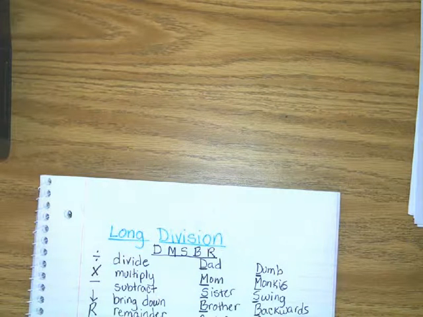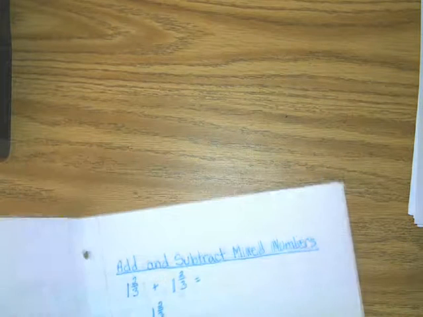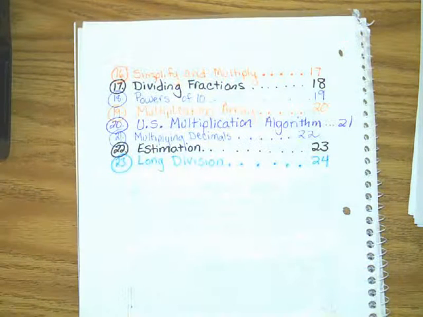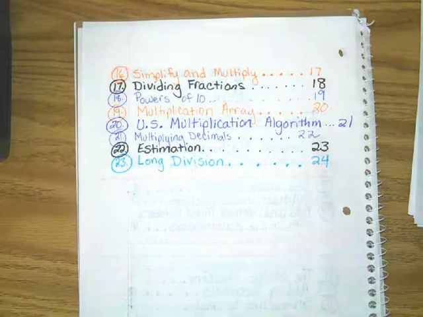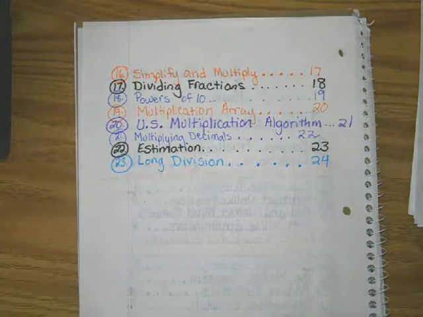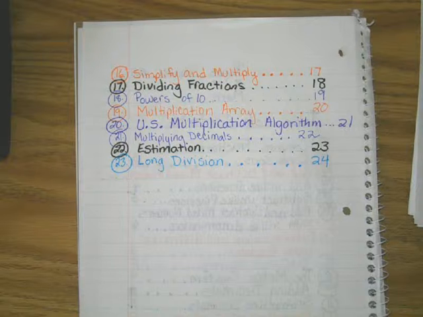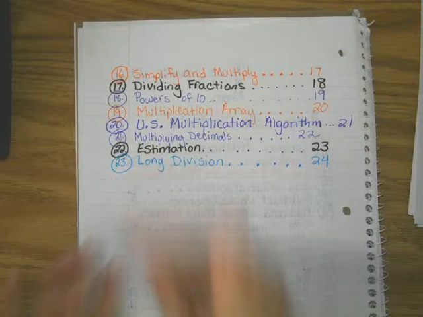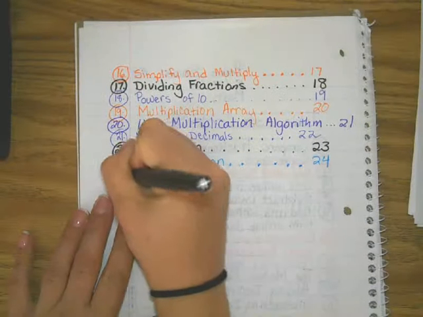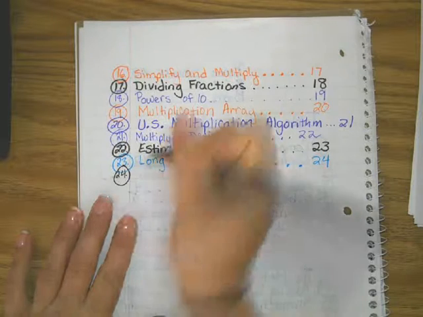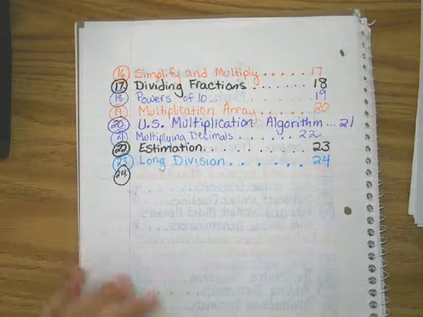Okay, so open up to your table of contents. And then what's our next number? Okay, let's sit up, guys. Our next number in your table of contents is 24, and it is divide a decimal by a one-digit number.